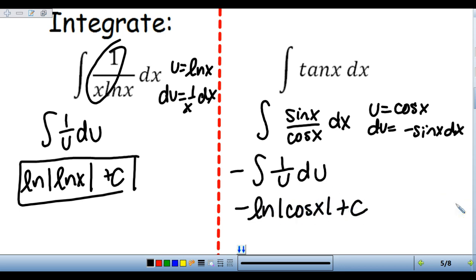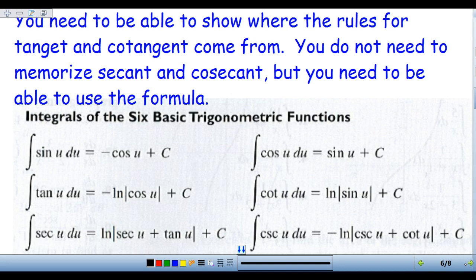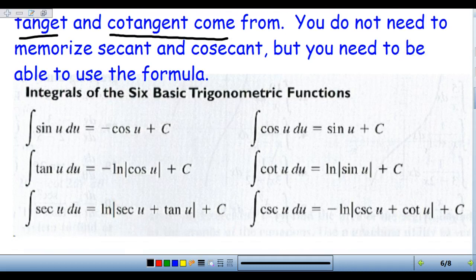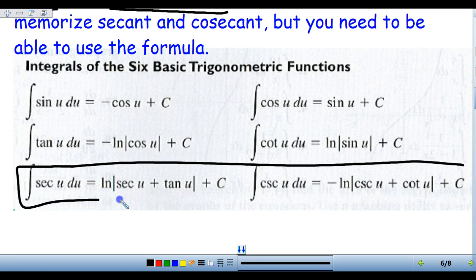So it's kind of cool that the integral of tangent of x is equal to negative natural log the absolute value of cosine of x plus c. So as you can probably tell, this will be helpful for deriving some of the other trig ratios. So you need to be able to show where the integral for tangent and cotangent come from. So going through the process for cotangent is almost identical to what we just did. And the rest of the formulas here get to be a little more technical, like secant and cosecant.